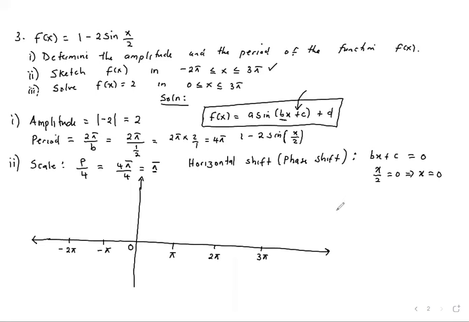Then we now start with the y coordinates. The y coordinates are given by substituting x into the function. f of 0 is 1 minus 2 sine 0. Sine 0 is 0, so it's 1. So we have the point 0, 1.